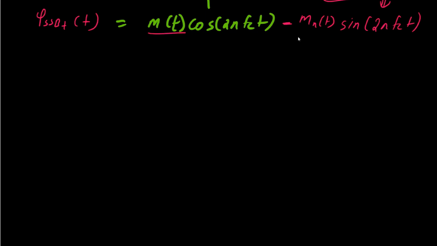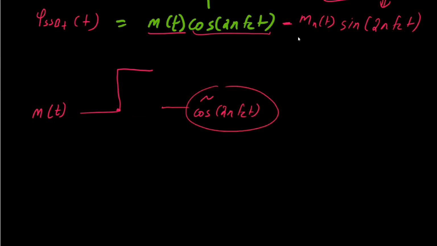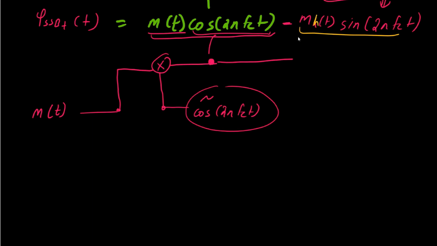So say we have a message signal, that is we have m of t, and we take a thread, and then we have this cos function. So this is our local oscillator. We have cos 2 pi fct. So we use this local oscillator as a multiplier. So over here, all of this would be available at this point. So next we need to construct this part, that is m h of t sine 2 pi fct.